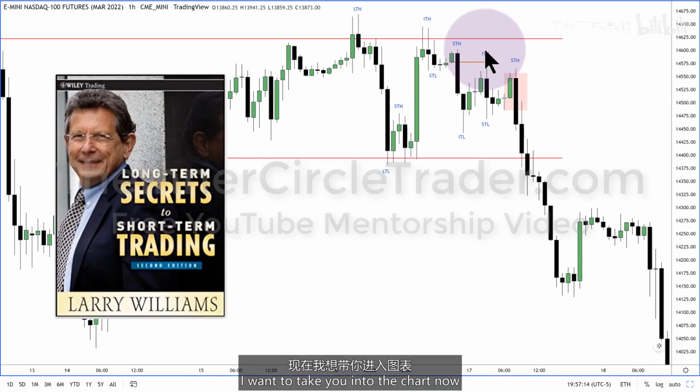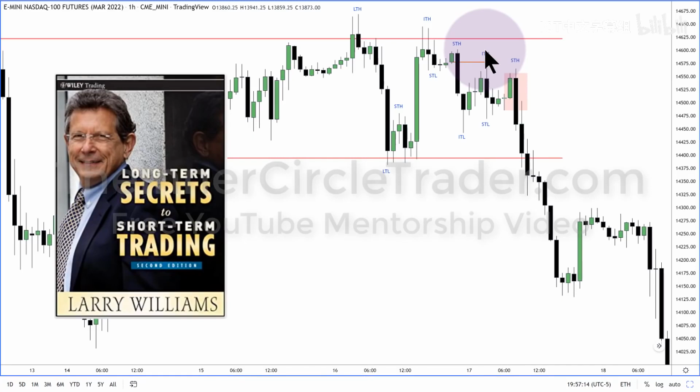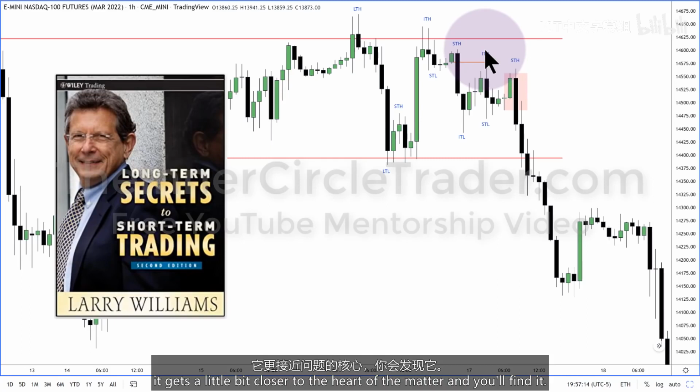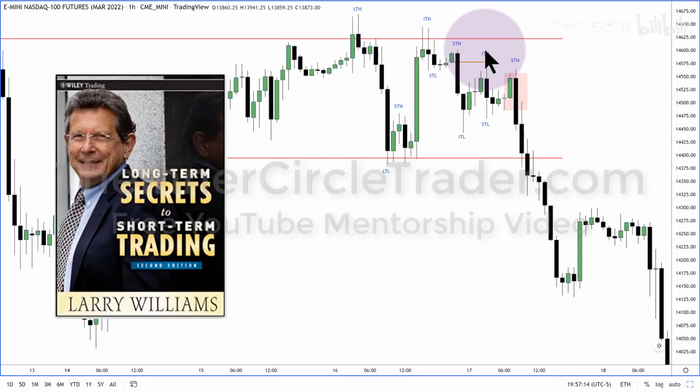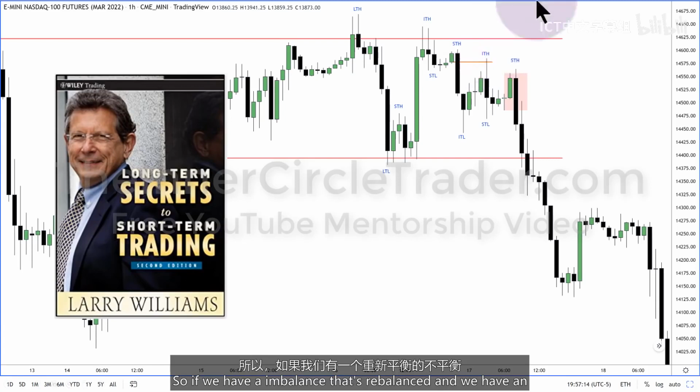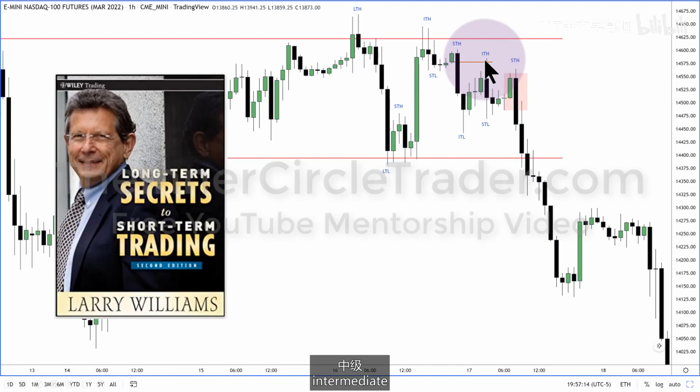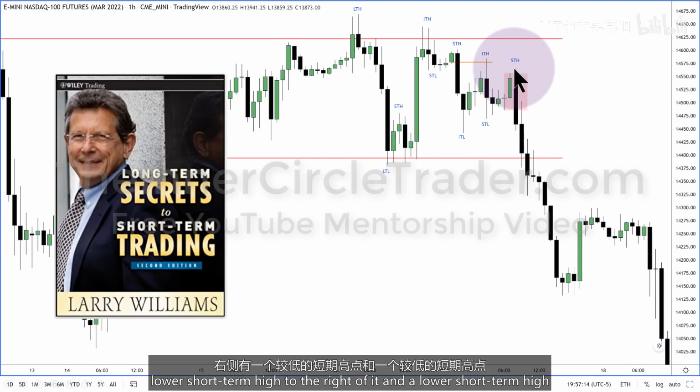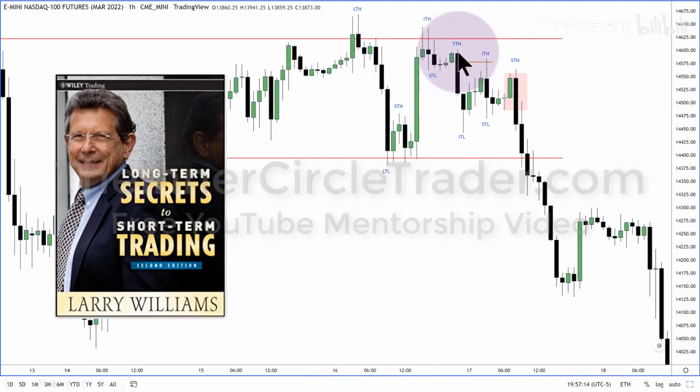But I want to take you into the chart now and show you what he's not teaching in that book, what he hasn't taught in any of his works, and it gets a little bit closer to the heart of the matter, and you'll find that it's really interesting. So if we have an imbalance that's rebalanced and we have an intermediate term high, shouldn't an intermediate term high have a lower short-term high to the right of it and a lower short-term high to the left of it? Yes. Mr. Williams says so in his book also.